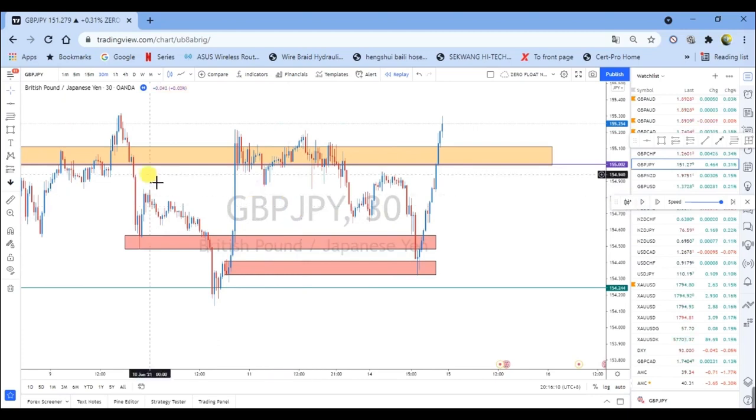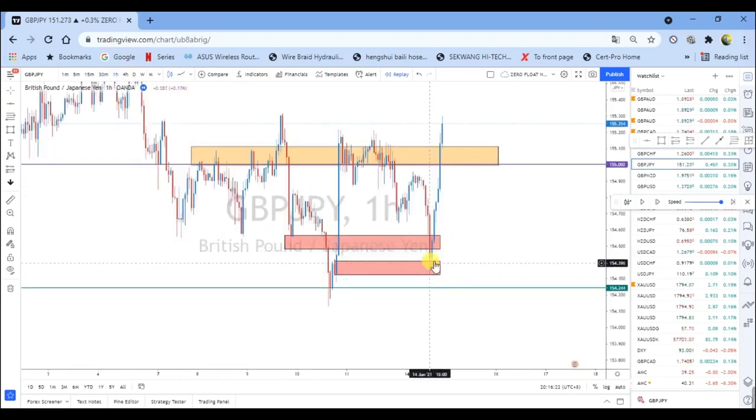Okay, as we can see here, the price does not respect this QMR. However, we mark it as our roadblock. Price broke this QMR, but price respected this rally base rally in the H1 time frame, and then it goes up. You see, we are very close to our take profit.